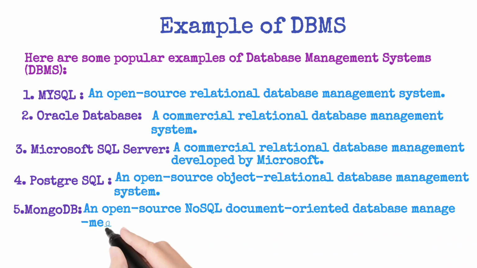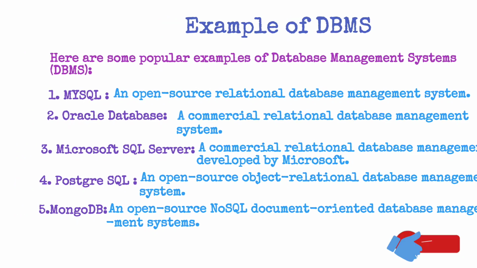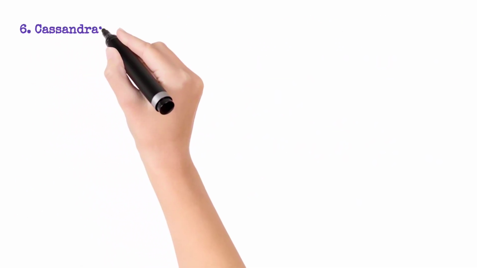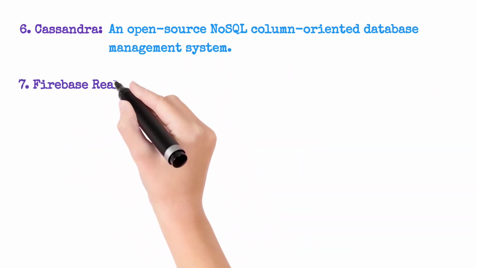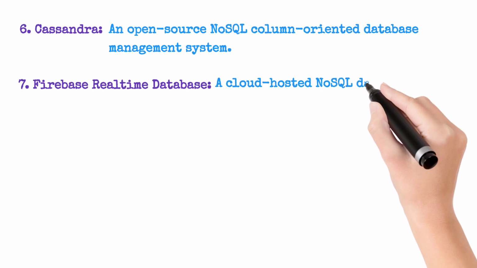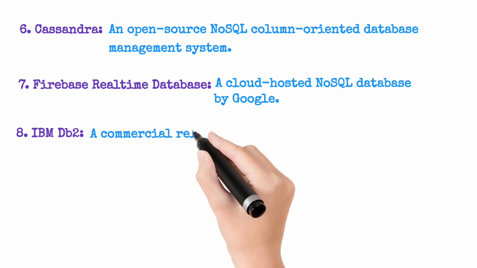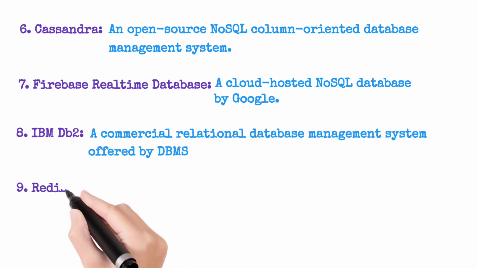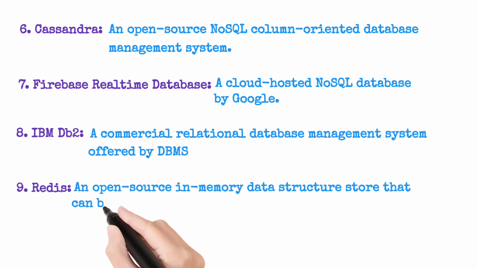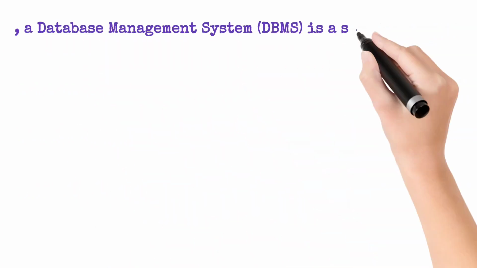The fifth one will be MongoDB, an open source NoSQL document-oriented database management system. Cassandra is also a famous one, an open source NoSQL column-oriented database management system. We can also say Firebase Realtime Database, a cloud-hosted NoSQL database offered by Google. IBM DB2, which I have already told, is a commercial relational database management system offered by IBM. Another one can be Redis, an open source in-memory data structure store that can be used as a database, cache, and message broker. Some others are also there, like SQLite, a library that provides a relational database.